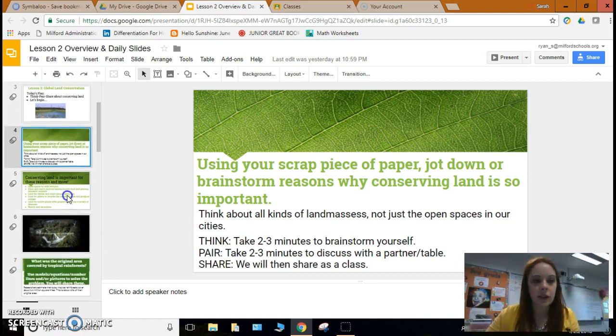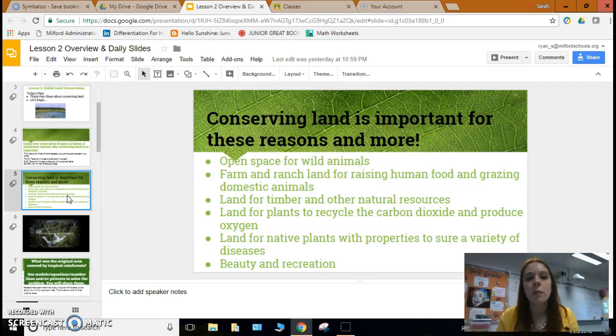Everyone came up with all kinds of ideas. Here were just a few of them. They wanted to make sure there was open space for wild animals and farm and ranch land for raising human food. We need timber, so we don't want to get rid of all of our trees. Plants make oxygen. Somebody was talking about climate change, and somebody else about how we don't want animals to go extinct. So we came up with all these reasons why we want to conserve land.